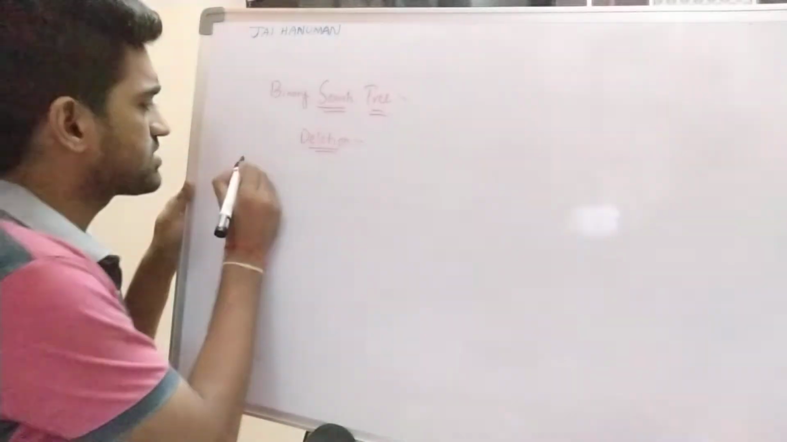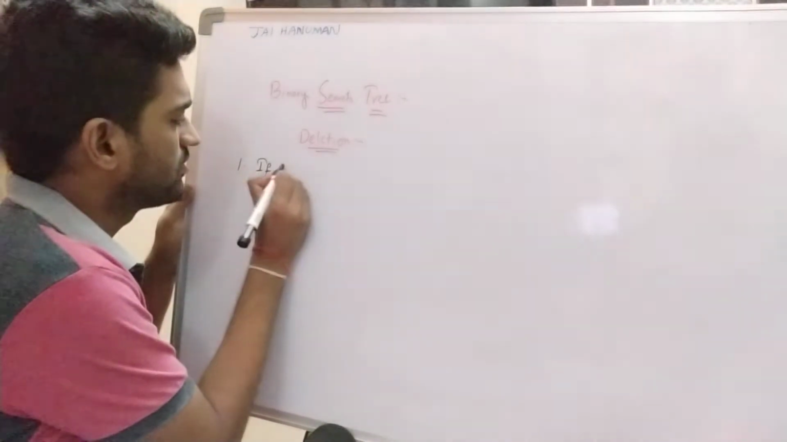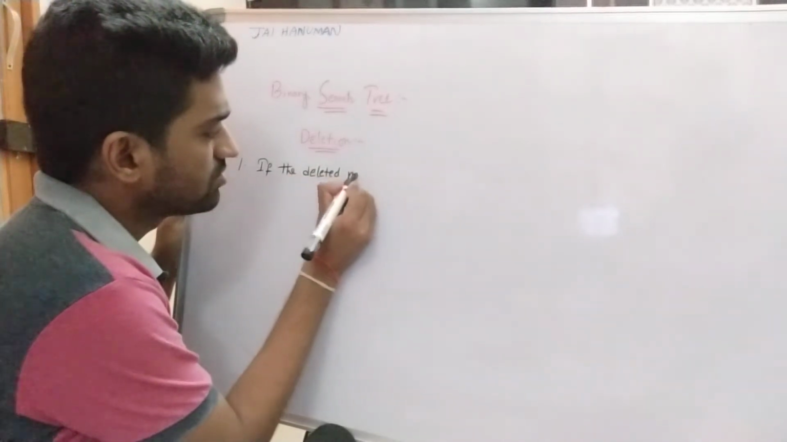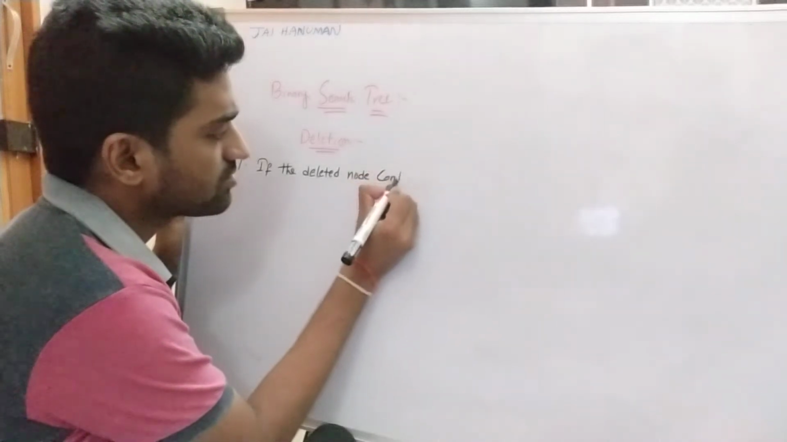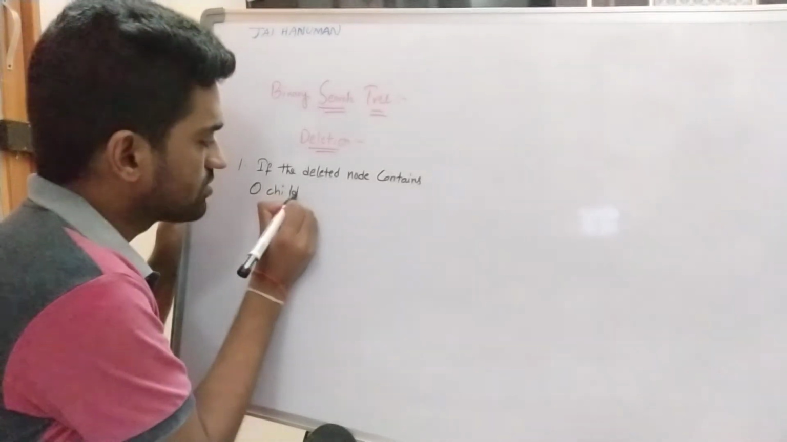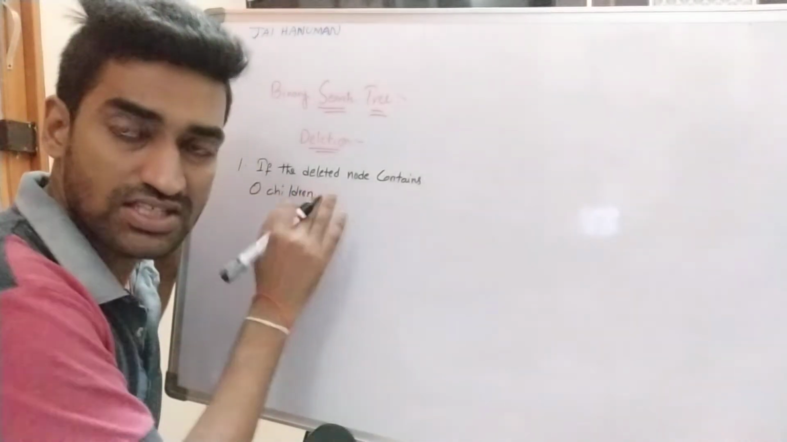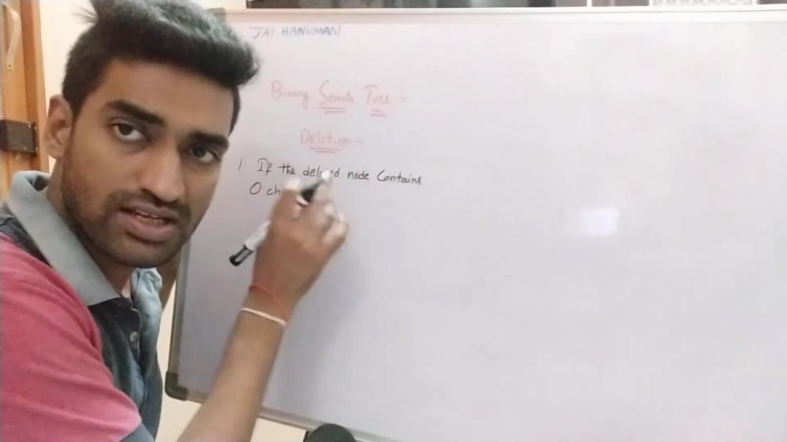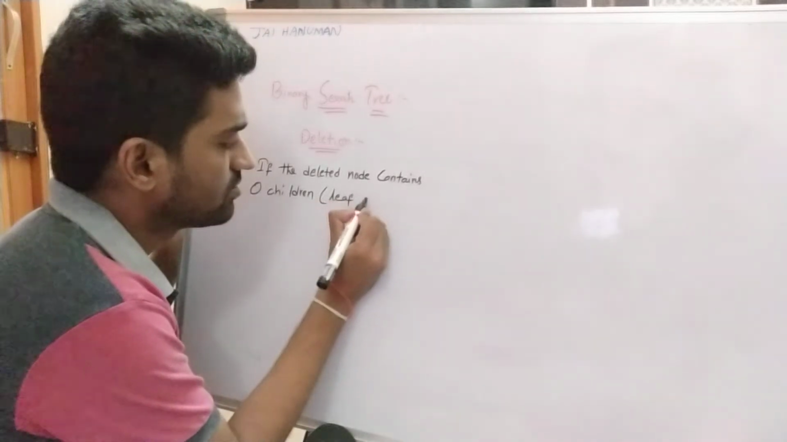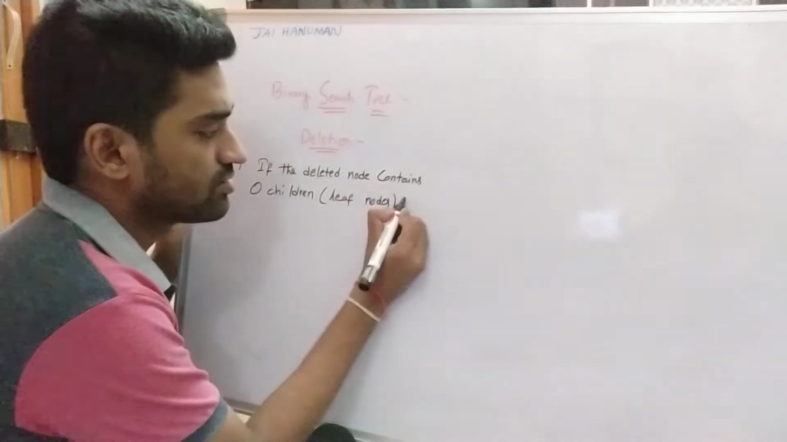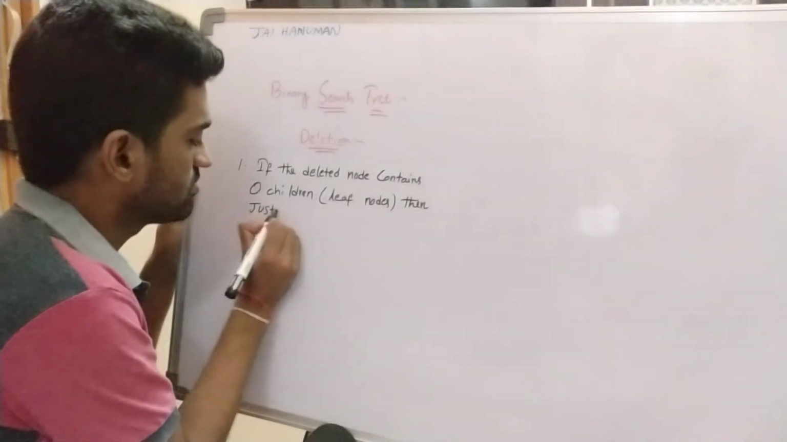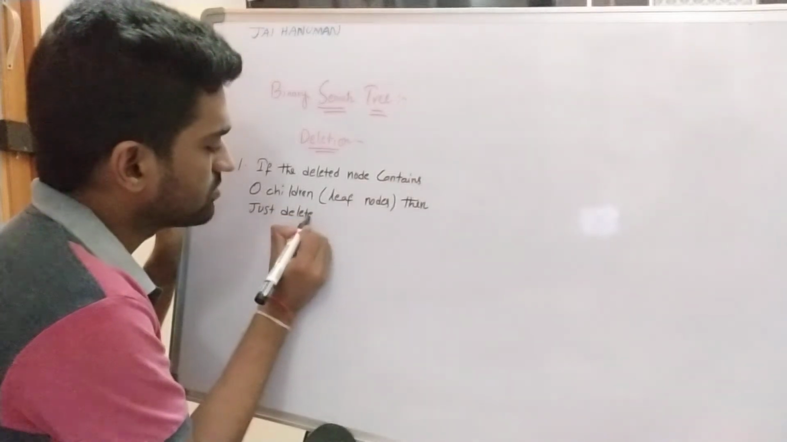So first of all, what is the first case? If the deleted node contains zero children, which are nothing but leaf nodes, a node which does not contain any children, then just delete it.